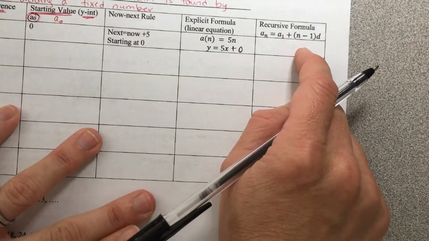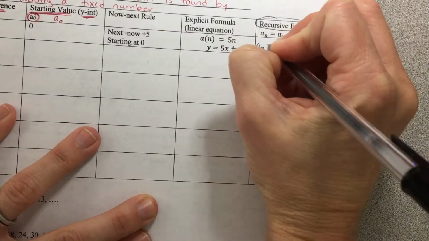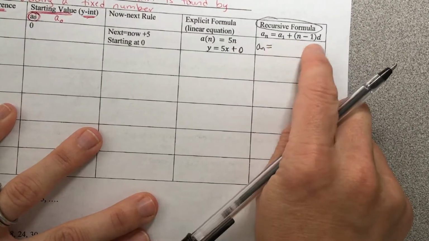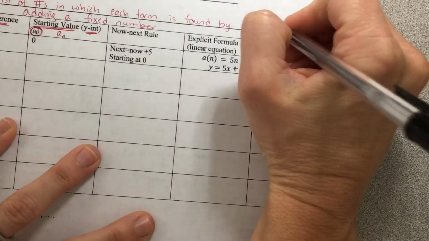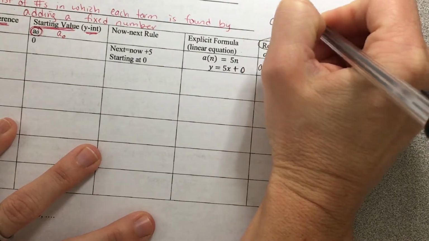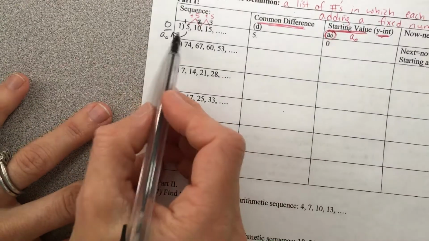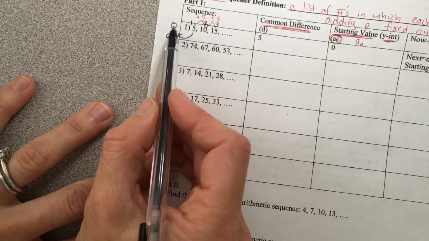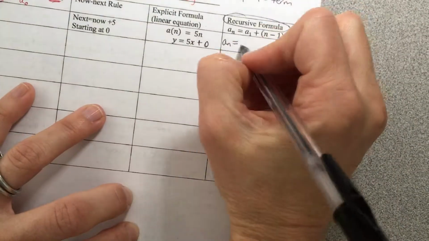Now, this is the one that students have trouble with just because it's so weird. This is called the recursive formula. A sub n equals, go ahead and fill this in. For this formula, you do a sub 1. A sub 1 refers to the first term. So if we go look at our list, what was the first term? 5. 0 is called the starting one. So the first term is actually 5. So we put a 5.